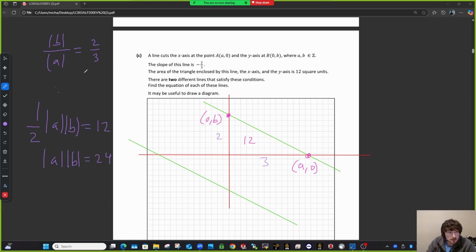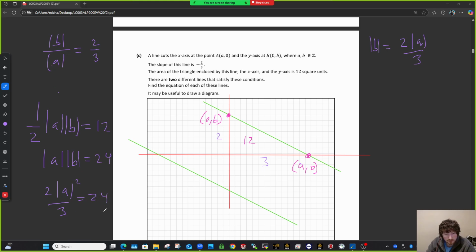So what we have now is the question's kind of solved. We have two equations and two unknowns, so it's just a bit of algebra from here. So what I'll do is get the b on its own. So the modulus of b equals 2 times the modulus of a over 3. And then I'll sub that in to here. So I'll get 2 times the modulus of a squared over 3 equals 24.